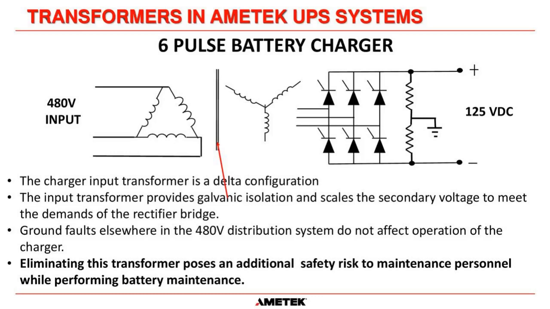One important thing, again, is ground faults upstream do not affect the operation of this battery charger. Eliminating this transformer here poses safety risks to maintenance personnel. And that's quite common in the commercial, again, the commercial UPSs. Your battery now, back through the rectifier, is referenced to ground and provides more safety concerns, again, for maintenance people.